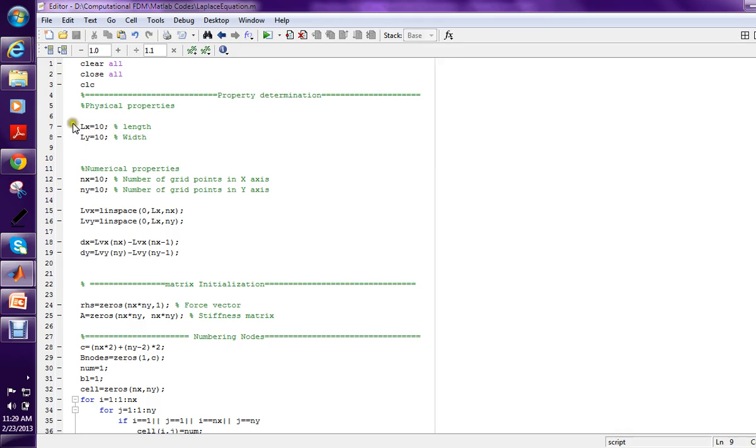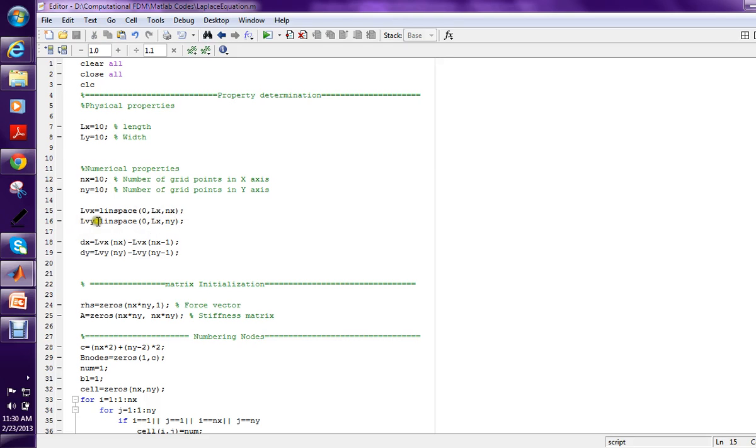For example, we have a domain with 10 meters, or 10 centimeters, or 10 units of length, and at the same time 10 units of width. For the numerical properties, we want our domain divided along the x-axis into 10 segments and along the y-axis into 10 segments, the same thing. So lvx, what are the points here? We want to determine from 0 to lx, that means up to 10, into nx segments, right?